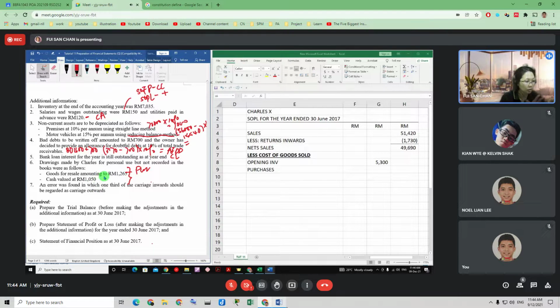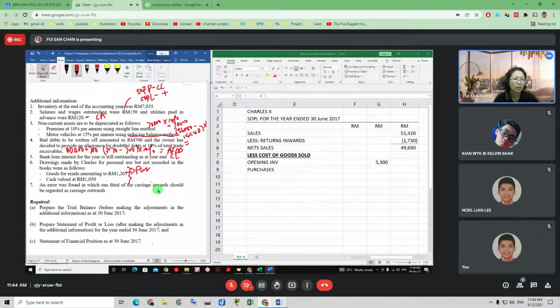But anyway, in total, the drawings that you put into your SOFP to be deducted from capital is 1265 plus 1050. Okay, so later on we are going to do it. And an error was found in which 1/3 of the carriage inward should be regarded as carriage outward. So we found an error.